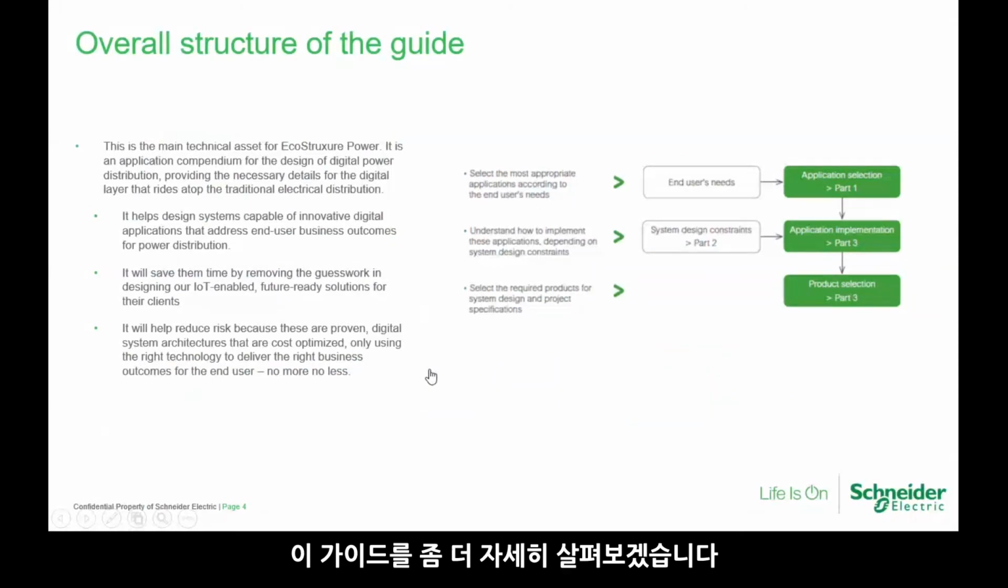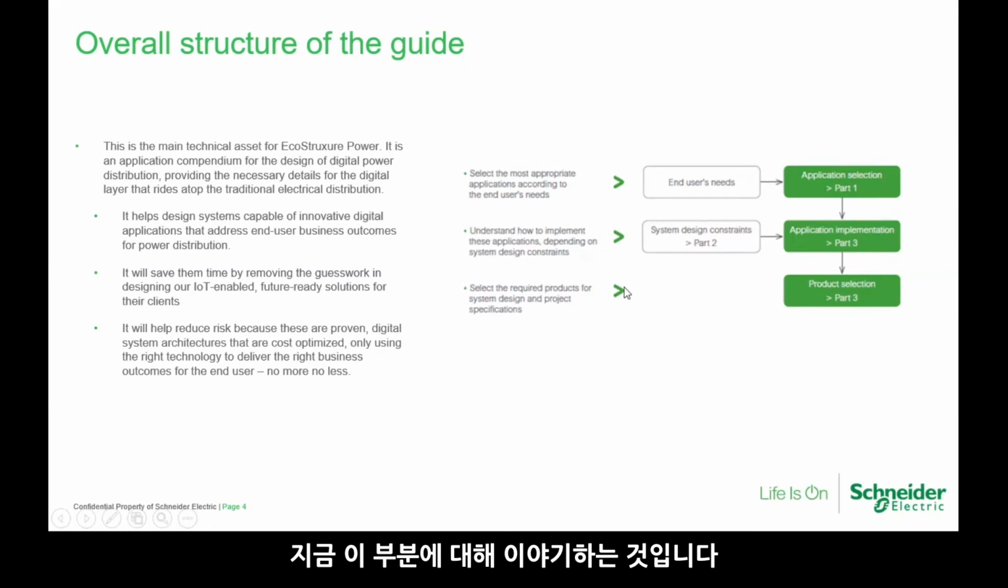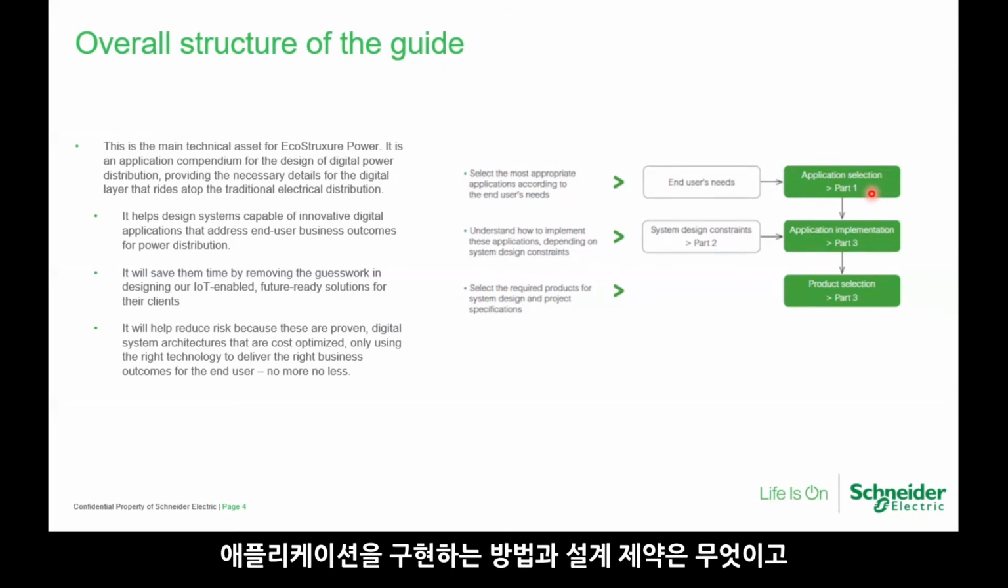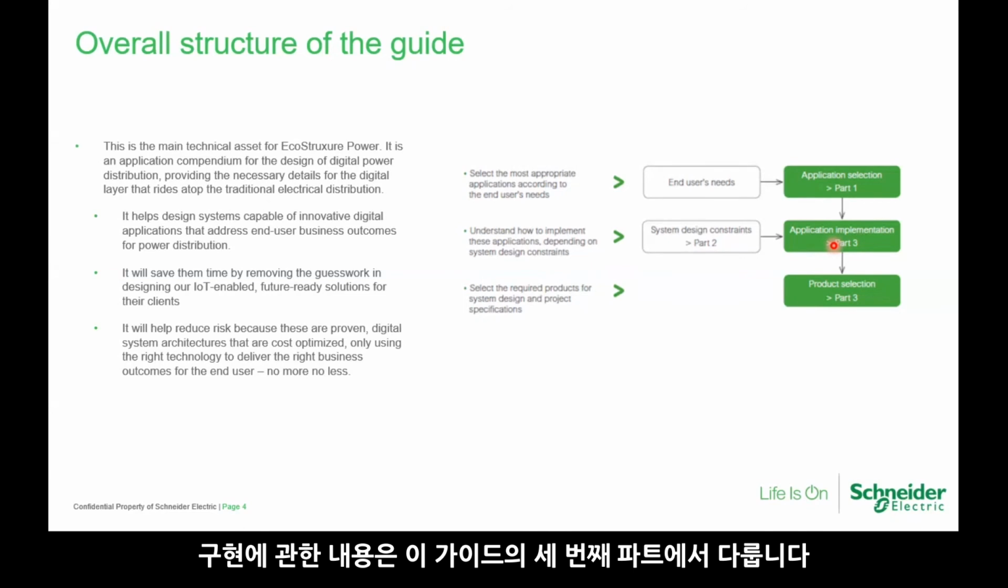So I just want to run through this guide a bit. The guide actually starts from end users' needs. It doesn't start from a product or software, it's from the end users' needs, right? So from the end user needs, we start to select the applications. That is the applications part. Then we go into how to implement the applications, what the design constraints are, and what the best design architecture is, right? That is part of the implementation, which is part 3 of these guides.